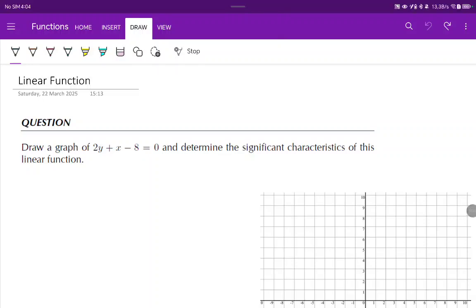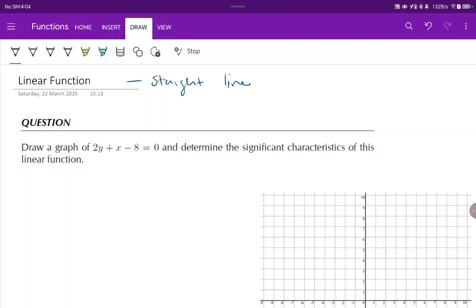Revision of a linear graph or linear function. The question is asking us to draw the graph 2y plus x minus 8 equals 0, and then determine all the significant characteristics of this linear function. A linear graph refers to a straight line graph.